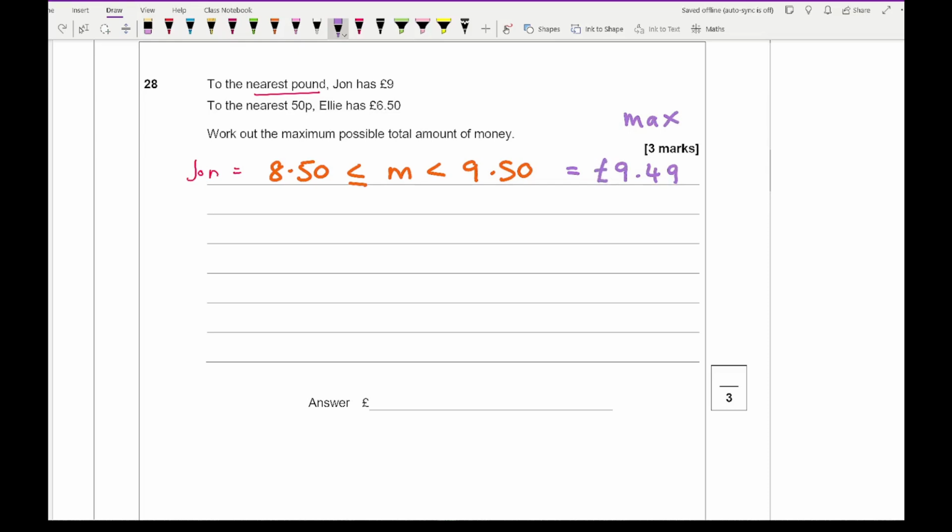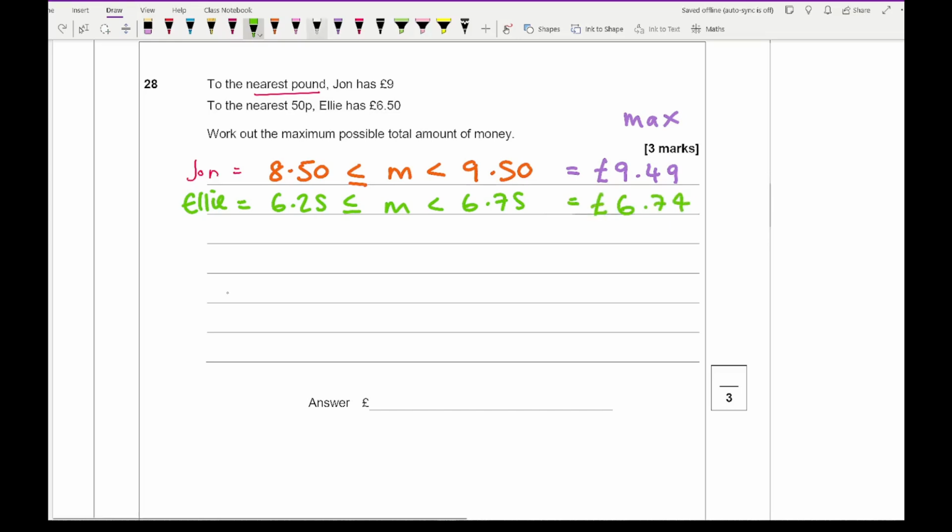Then for Ellie, and let's just get a different colour for Ellie. So Ellie, her error bound is going to be to the nearest 50 pence. 50 pence divided by 2 is 25 pence. So if I add and subtract it from £6.50, that's going to give me £6.25 to £6.75. And again, it can't equal £6.75, so the maximum number is going to be £6.74.